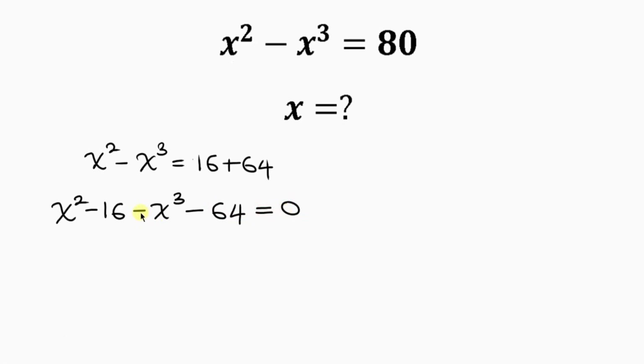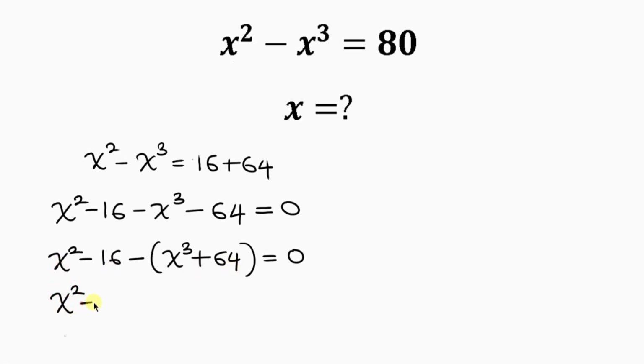Now notice that negative is common here, so we can factor out negative. So we have x squared minus 16. Now factor out negative, open bracket. This is x cubed. Now negative times negative gives positive 64. And this is equal to 0. Now our next step will be for us to write 16 in form of a square and write 64 in form of a cube. So we have x squared minus 16 is same as 4 squared, minus, we have x cubed plus 64 is same as 4 cubed, and this is equal to 0.